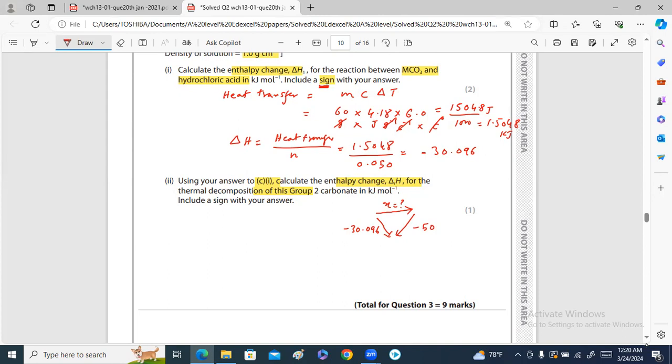So this is the first route, and this is the second route. In the first route, negative 30.096 is equal to x plus negative 150. So negative 30.096 plus 150 is equal to x, and you will get the answer, which is 120.